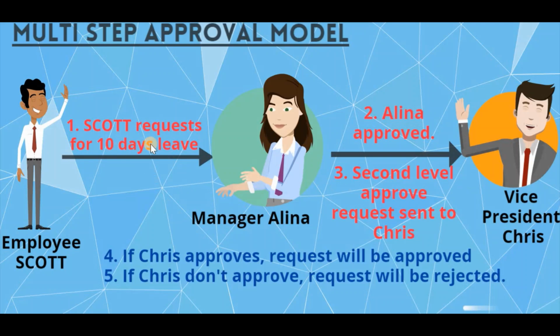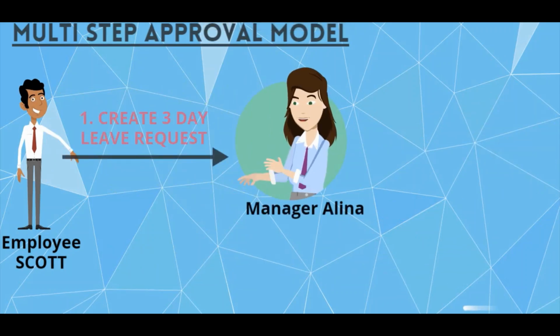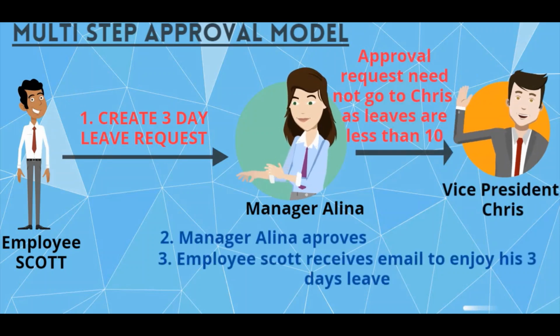This should happen only when requested days is more than or equal to 10 days. What if it is less than 10 days? Let's say Scott raises only 3 days of leave. So in this case, approval doesn't need to go to Chris. Let's say manager Alina approves it, it will immediately be approved. Why? Because it is just a 3 days leave request. So we need to bug the Vice President only if a resource is taking more than 10 days. In that case, if Alina approves it, it will automatically send a response to Scott saying that, hey Scott, you can enjoy your 3 days leave. As simple as that. If it is more than 10 days, only then it needs another level of approval.